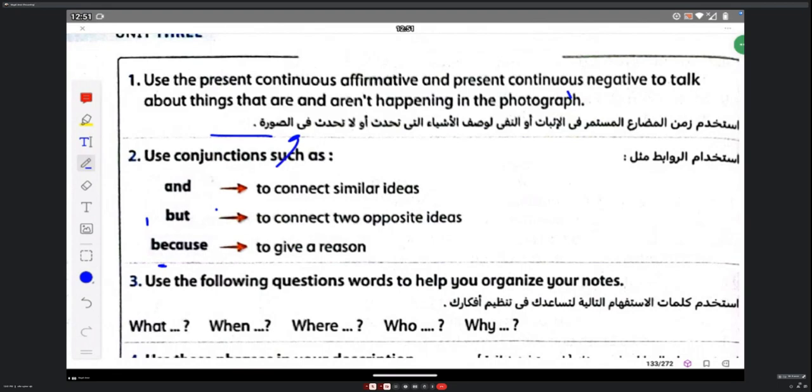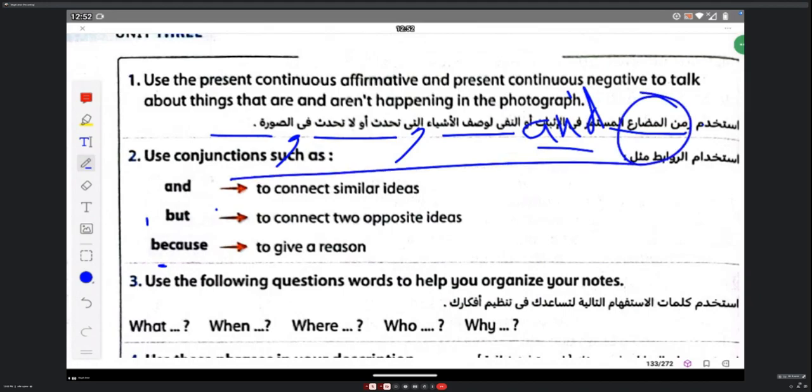And can join a list, and we put and before the last one in the list. For example, vegetables, fruits, potatoes, and oranges, and so on. This is and. So no comma before and. But if we put a comma here, it's not incorrect. It's correct, but it's preferable not to use a comma before and directly.